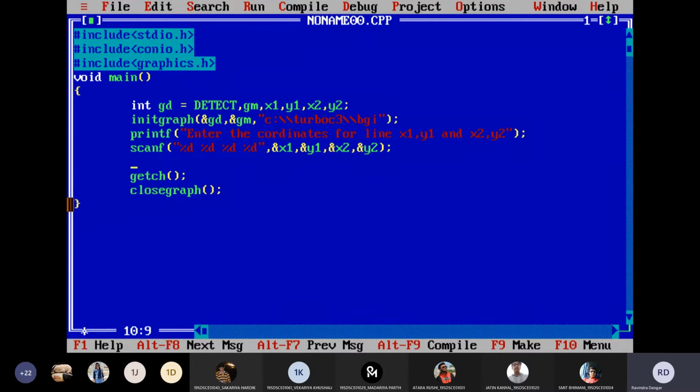Now you need to ask the user to enter an angle as well. But before getting the angle, let me just draw this line. Whatever value the user gives, accordingly we need to draw the line. So we are going to draw a line from x1 y1 to x2 y2. So that line will be displayed, and then we will ask the user to enter an angle also.